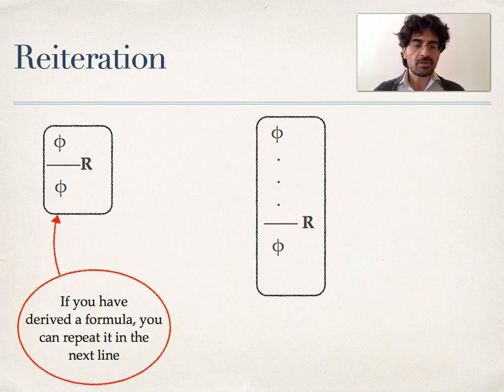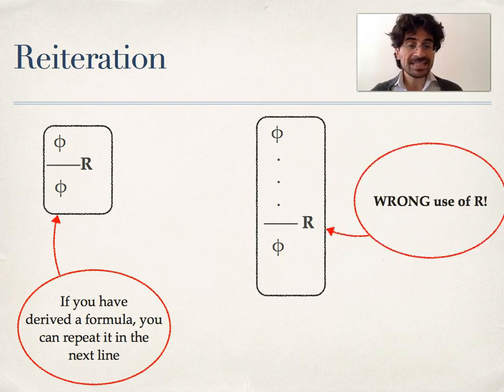What you see here on the right-hand side is a schema of a derivation in which you have derived phi at some point, you've gone through a number of other steps, and then you write again somewhere down the line phi as an application of the reiteration rule. This is a wrong use of the rule of reiteration, because the rule of reiteration only says that you can rewrite the same formula in the next line, not in several lines further down the line.